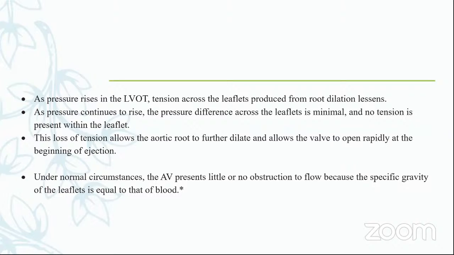Under normal circumstances, the aortic valve presents little or no obstruction to flow because the specific gravity of the leaflet is equal to that of the blood. So this mechanism will permit rapid opening of the valve and minimal resistance to ejection.